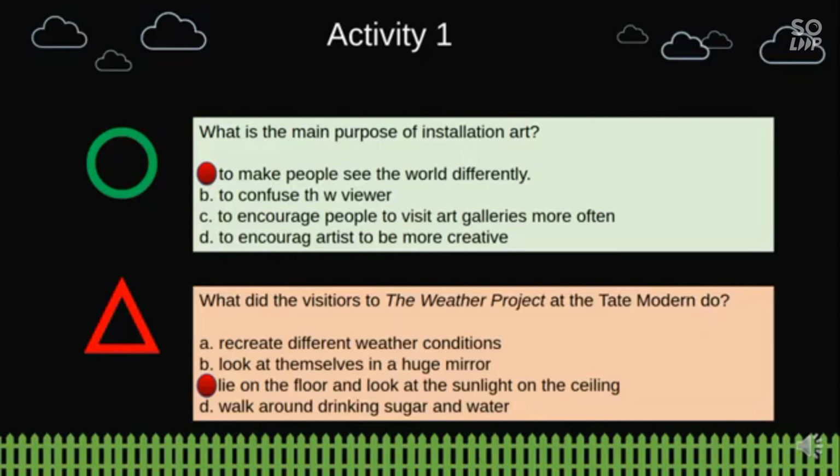Okay, so for the second question, the answer is D. As you can see in the text that I've read before, it mentions that many visitors were lying on the floor and looking up at the reflection on the ceiling. So that is the purpose of the weather project.